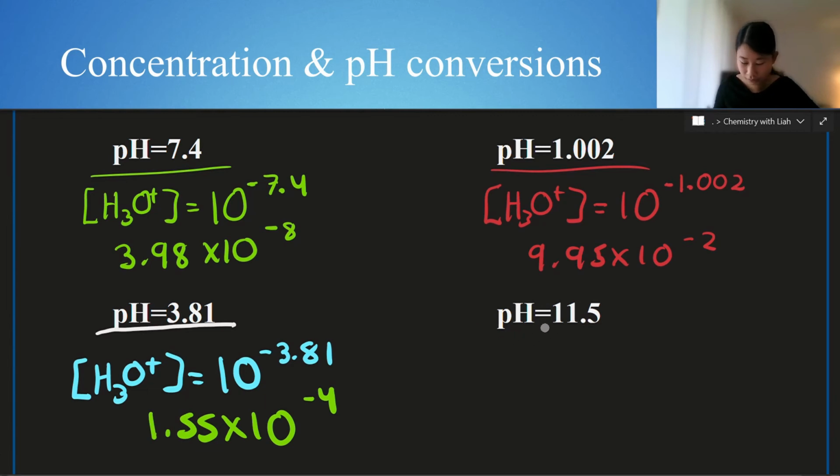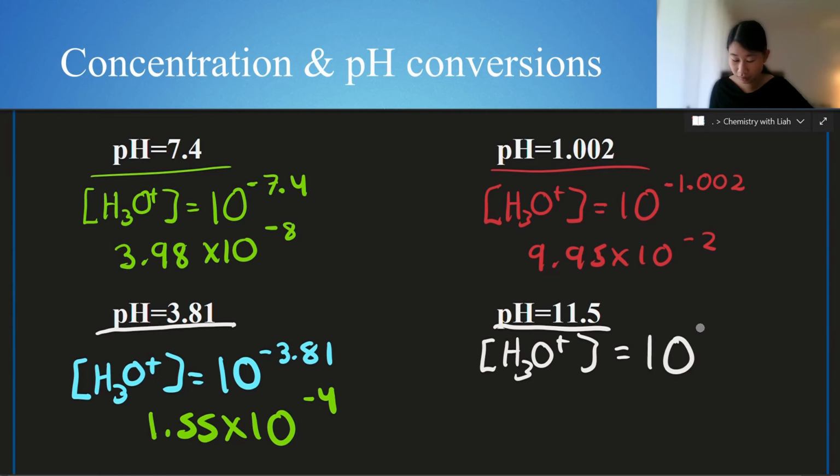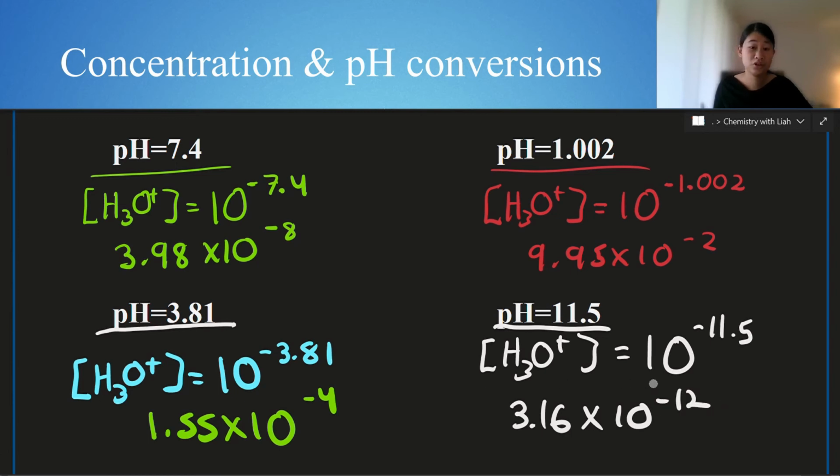Finally, we have this one over here. So try this one on your own. What is the concentration when you have a pH value of 11.5? Alright, so the concentration of hydronium ions is going to be equal to 10 to the negative pH, so negative 11.5. Putting this into your calculator, you will get 3.16 times 10 to the negative 12 for the concentration. So this was how to calculate the concentration from the pH.